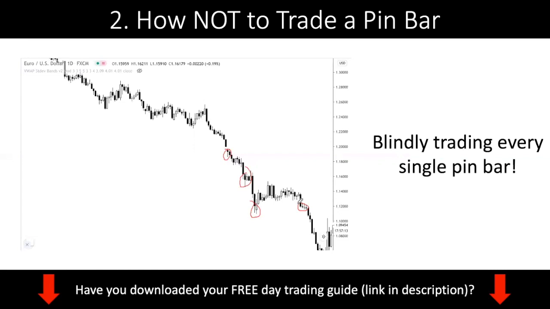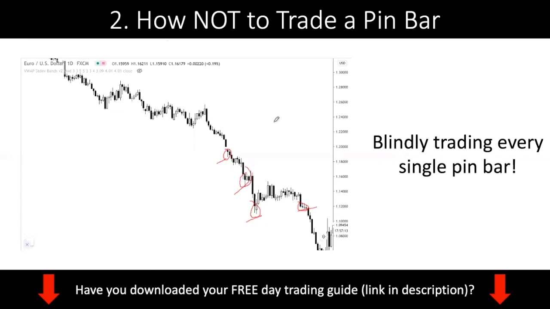Now, the truth is not that it doesn't work, it's just that you're applying it wrongly. Please, please, please, do not blindly trade every single pin bar. A lot of new rookie traders, that's what they do. They see every single pin bar, and they trade it, and they keep losing money. Trading is not so simple.